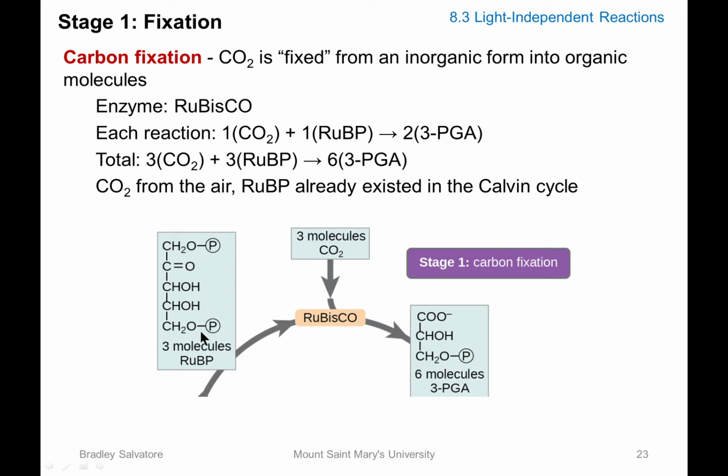So in total, in order to form an appropriate amount of product at the end, we will need 3 carbon dioxide and 3 RuBP to make 6 3-PGA in this carbon fixation step. Again, carbon you obtain from the air, and the RuBP already exists in the Calvin cycle. So this is already there. These 3 carbon dioxide will enter the cycle, combining with the RuBP to make 3-PGA.